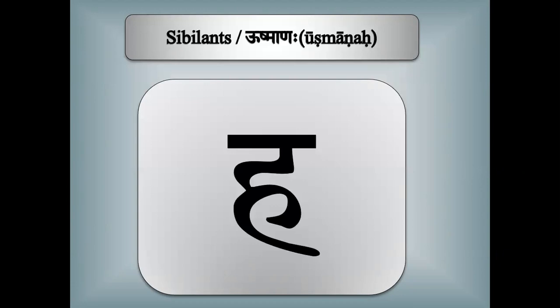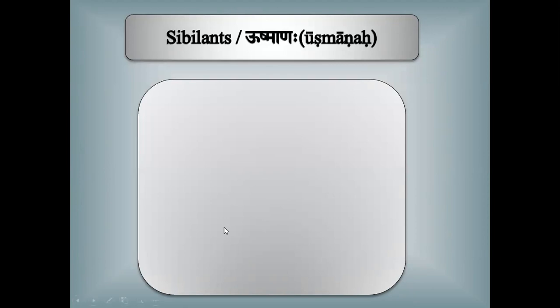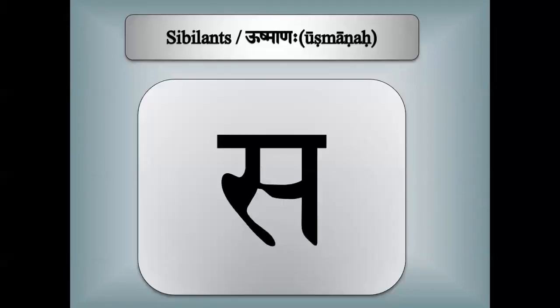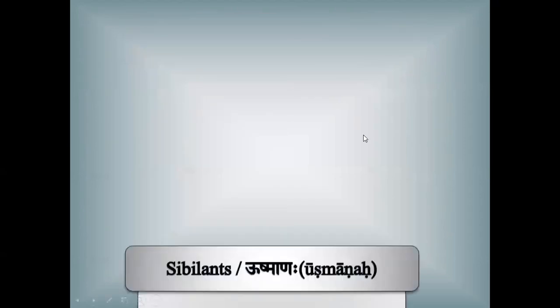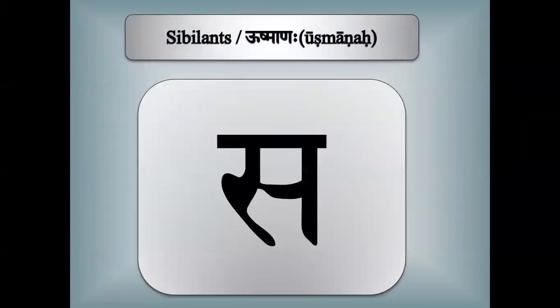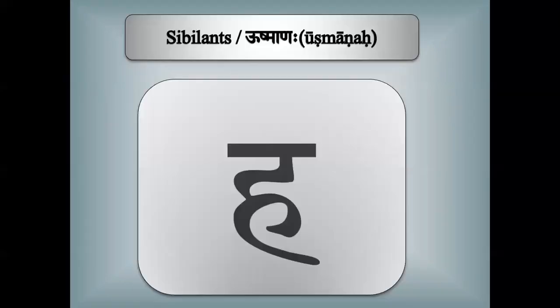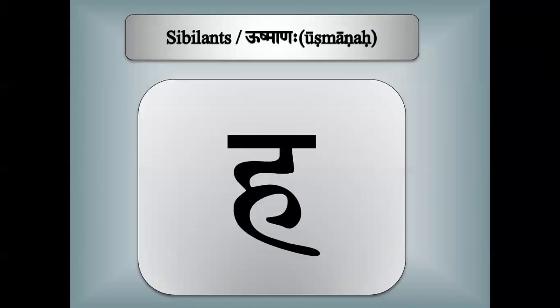Aspirate is what? Mahaprana. So all the sibilants are Mahaprana only. Sha, sha, sa, ha, all the four are Mahaprana. The first three, sha, sha, sa, are hard aspirate, and the last one, ha, is the soft aspirate. So the first three sibilants are hard and the last one is soft. But all the sibilants are aspirate only, Mahaprana. You have to remember that.